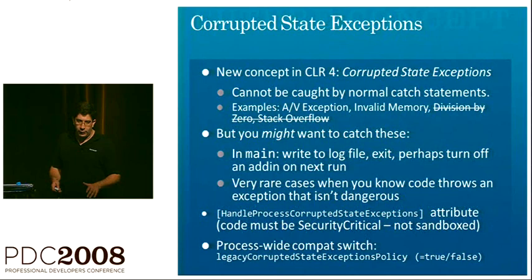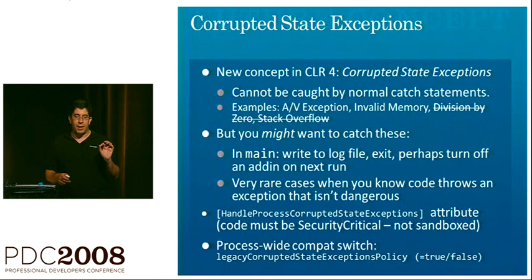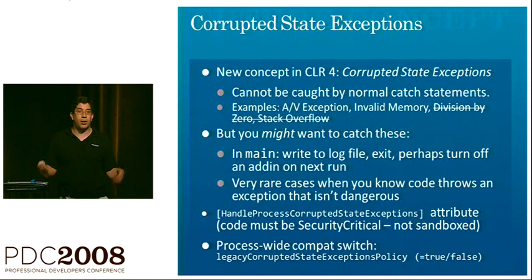So new, we have this corrupted state exception concept. These cannot be caught by normal catch statements. Now, these are only for some really weird things. They're for AV exceptions. They're for invalid memory. They're not for division by zero. That can happen. It doesn't indicate everything is screwed up. They're not for stack overflow. That can happen. It doesn't indicate that everything is screwed up. They're just for the weirdest stuff that should really never happen. Now, that said, you might actually want to catch these.